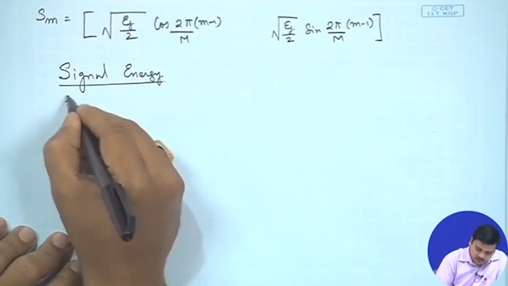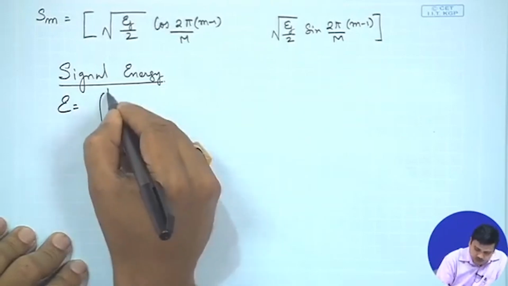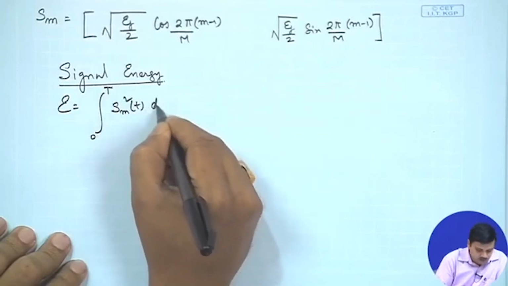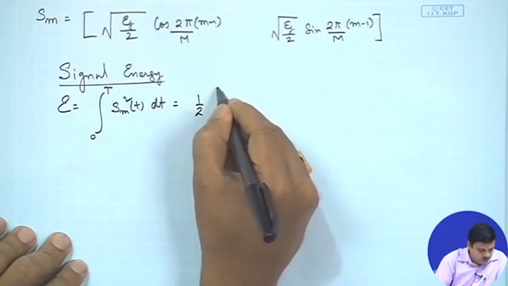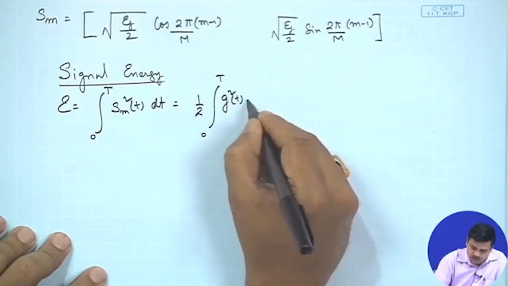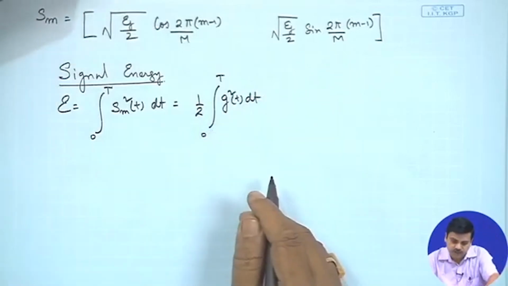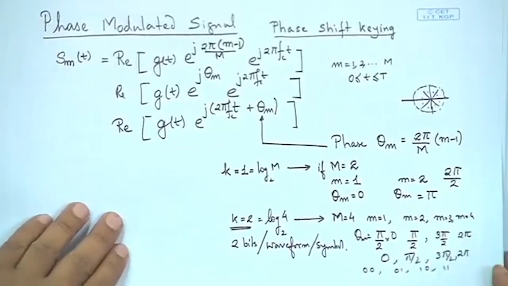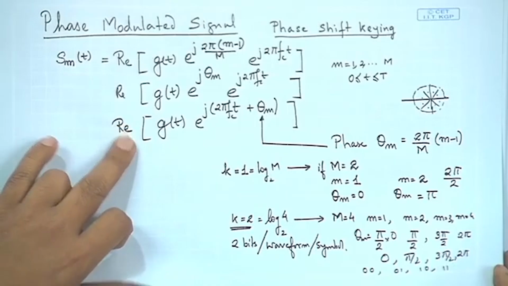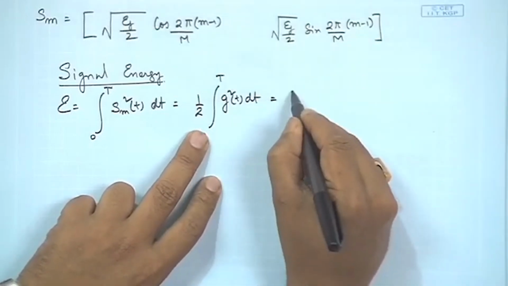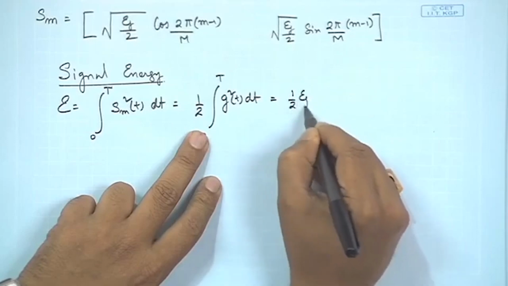So, the signal energy calculation E would be the integral from 0 to T, where T is the symbol duration, of S_m(t) squared dt, which would turn out to be half of the integral from 0 to T of g(t) squared dt, right. That would be clear from these expressions. In fact, it is clear because you have a real cosine term. So, from these relationships it comes out equal to half of E_g, right.